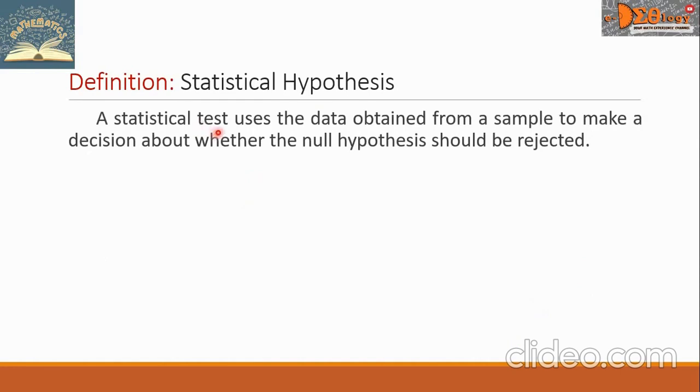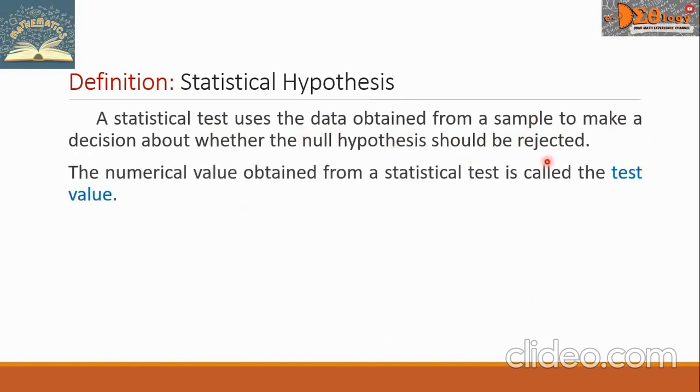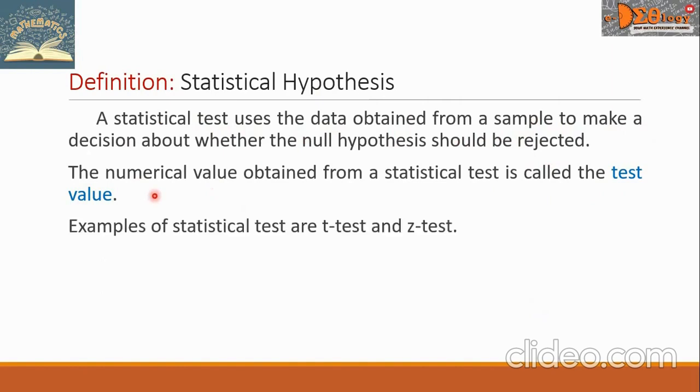A statistical test uses the data obtained from a sample to make a decision about whether the null hypothesis should be rejected. The numerical value obtained from a statistical test is called the test value. Examples of statistical tests are t-test and z-test.